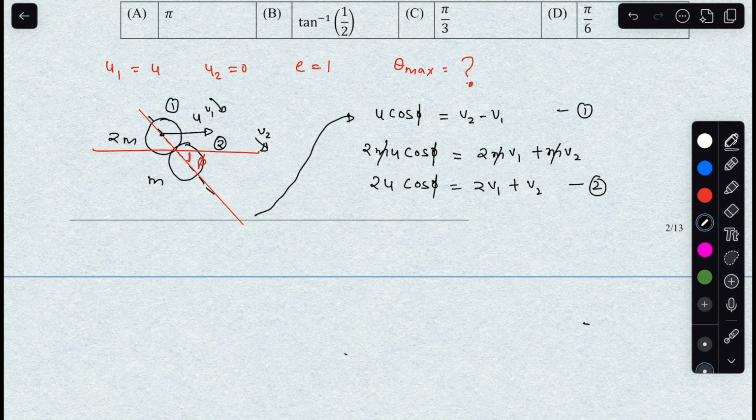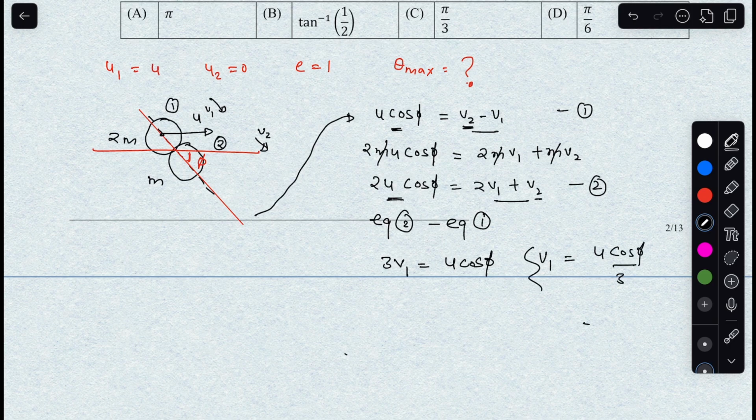Then let us subtract equation 1 from equation 2. On this side, v2 and v2 cancel out, and 2v1 plus v1 gives 3v1. On the other side, 2u cos phi minus u cos phi is u cos phi. So from here v1 becomes u cos phi divided by 3. I just need this much only.